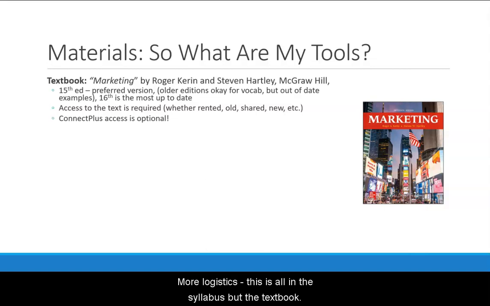So more logistics, this is all in the syllabus, but for the textbook, the preferred version is the 15th edition. Older editions are okay. They do have vocab, but they're just a little more out of date. 16th is most up to date, but it's pricey. But all in all, they will all have the foundational terms. It is only the text itself that is required, whether rented, old, shared, new, how have you. I don't mind. Just get access to the text.